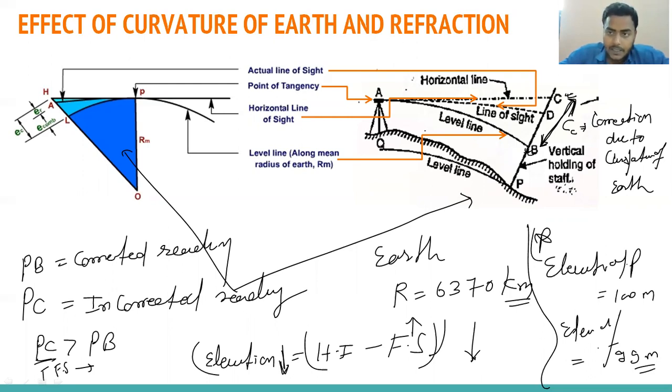So after taking the reading, we have to do the correction. That is called correction due to curvature. In this case, we are going to calculate BC or CC, and we have not considered the correction due to refraction. Okay.